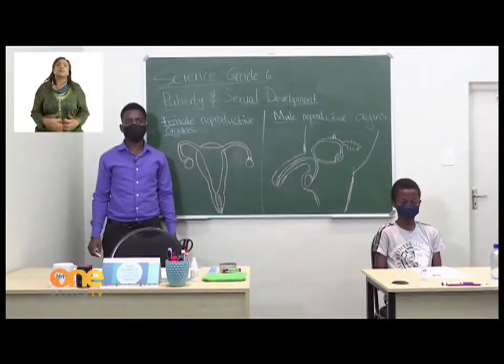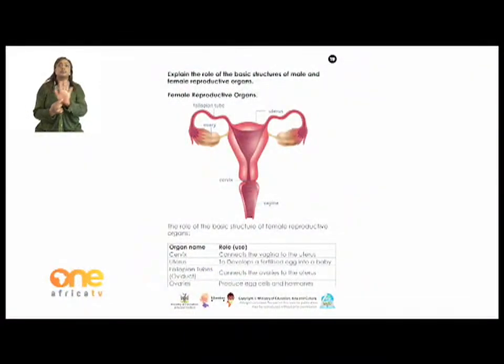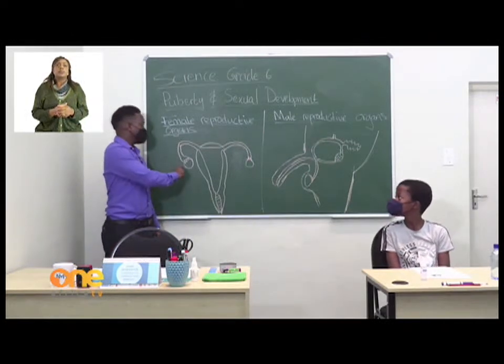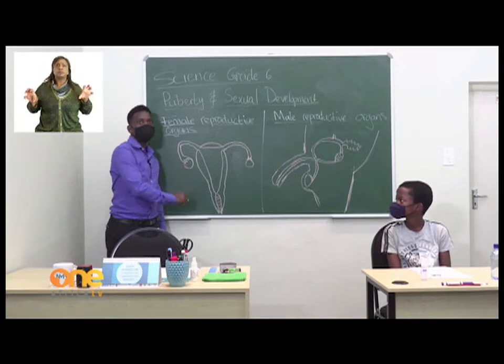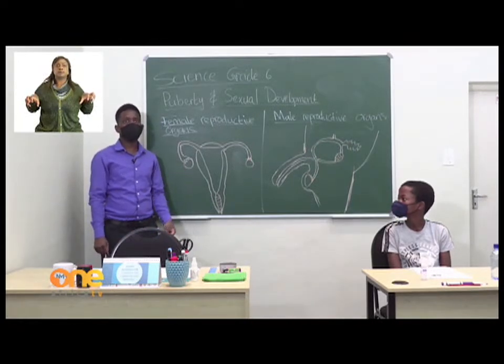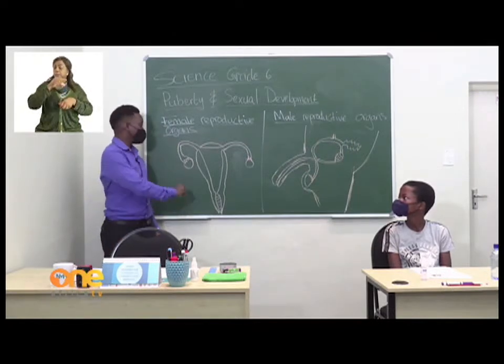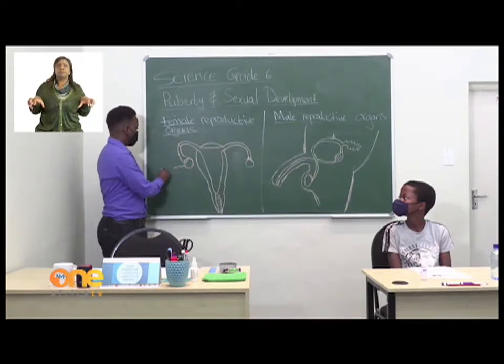Let us now turn to page 19, where we will look at the female reproductive organs. Remember here that we are expected to describe the role of the basic structures of a male and female reproductive system. Let us turn to the chalkboard so we can discuss this in detail. Now on the chalkboard with me, I have the female reproductive organ. And we are now just going to label it, and afterwards, that is when we will look at the role of these structures. The first one that we have on my left here is the ovary.